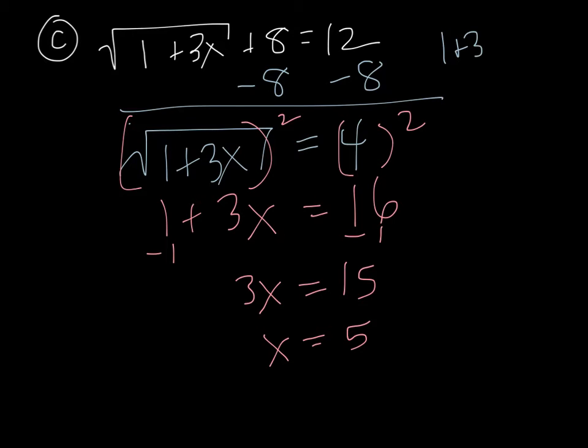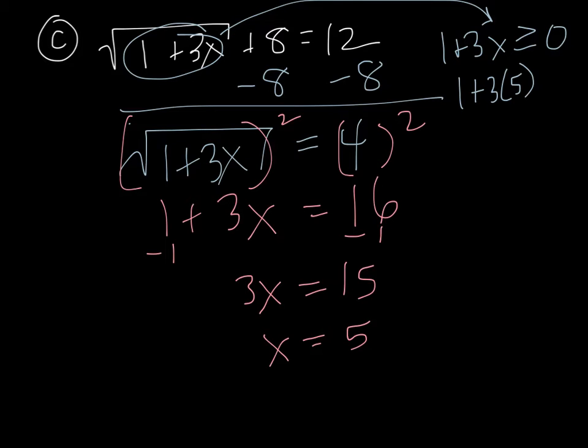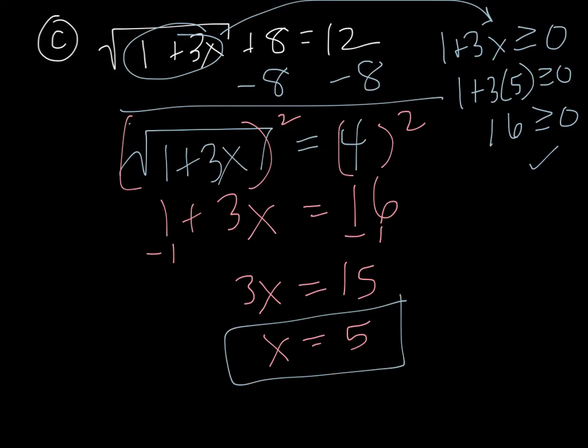1 plus 3x, which is inside of our radical here, should be bigger than or equal to 0 so that we can take the square root of it. So if I plug this in, 1 plus 3 times 5 should be bigger than or equal to 0. So 16 is greater than or equal to 0, which I know is true. So x equals 5 is good.